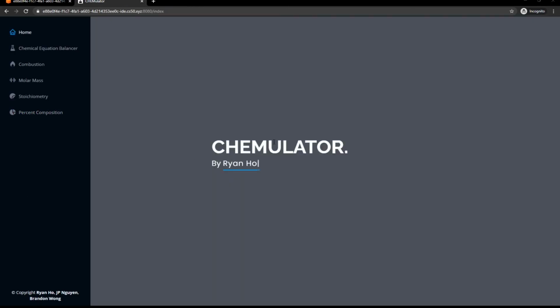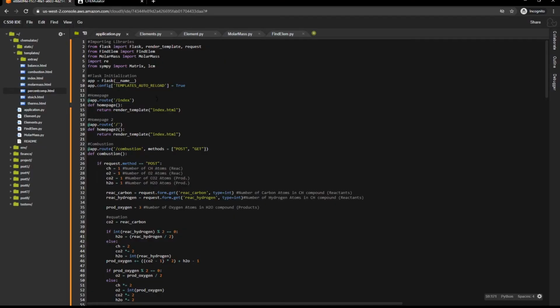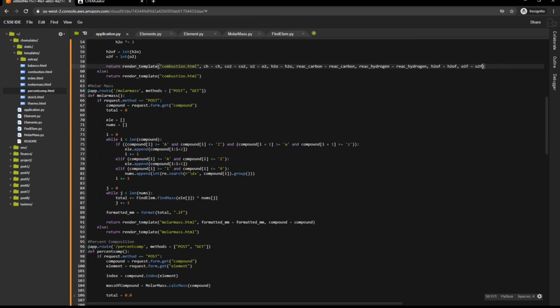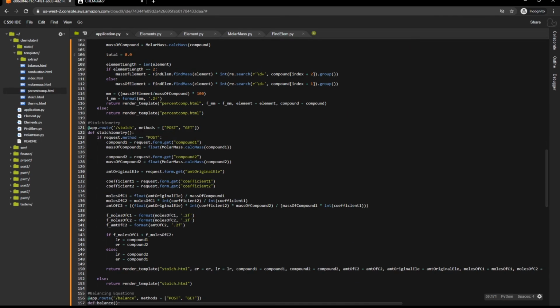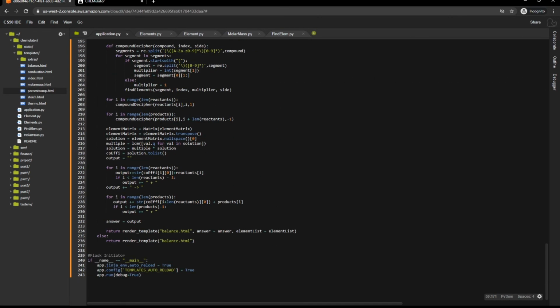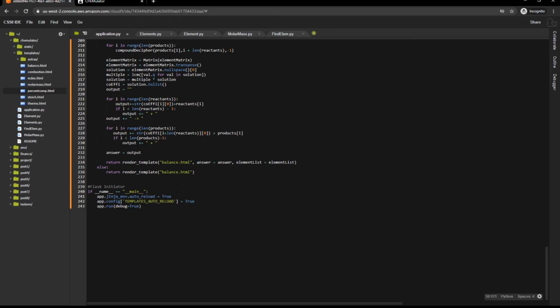I'd like to bring to attention that CHEMULATOR was originally written in Java, but then transferred to Python for its extensive support of web applications and microframeworks such as Flask. Additionally, here's some of our source code and functions used to calculate things such as the combustion reaction, the molar mass calculator, the percent composition, stoichiometry, balancing equations, and just the Flask initiator itself.